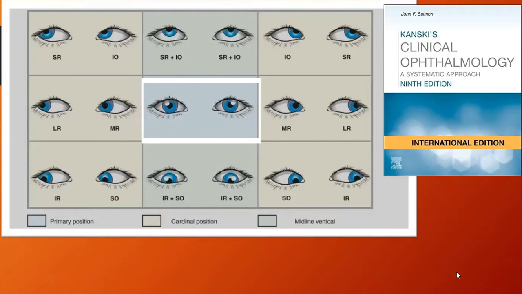Central photo represents the primary position, right? But if the patient has an abnormal head posture, the first step is to correct the abnormal head posture. Make sure the head is straight ahead. And at this position, we call it forced primary position.